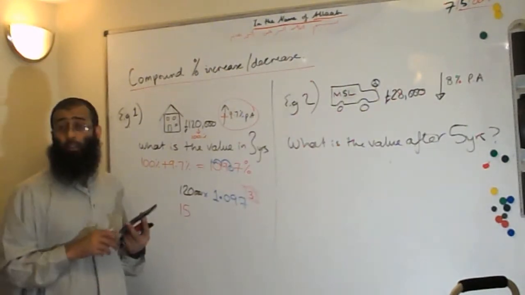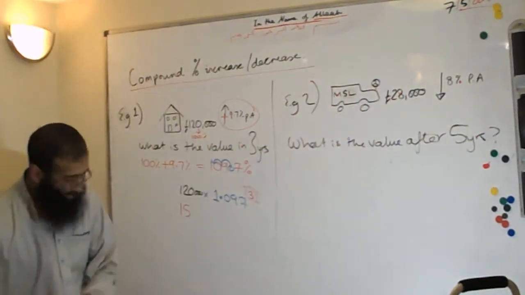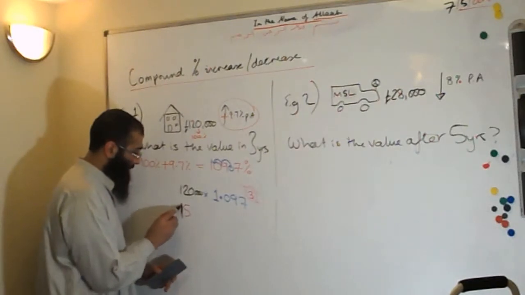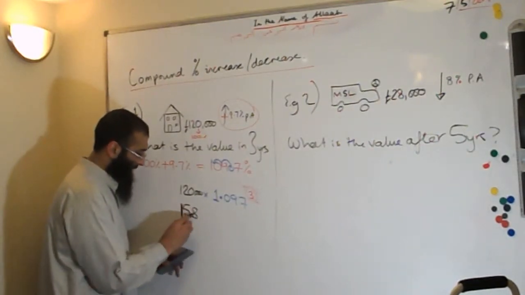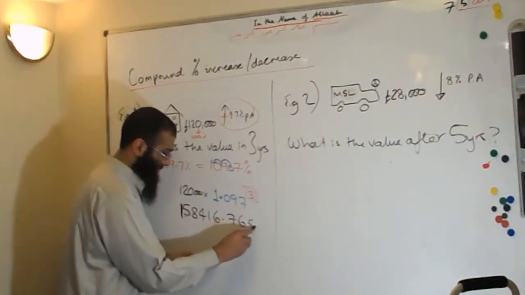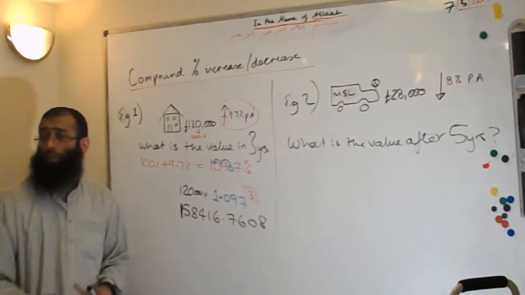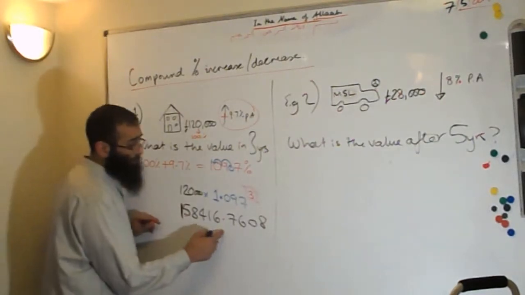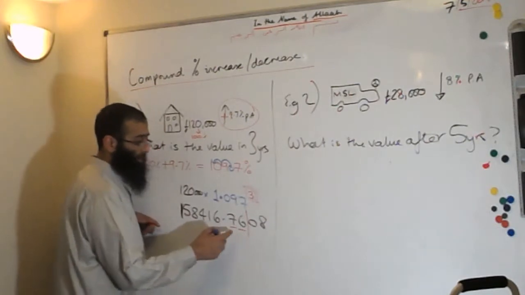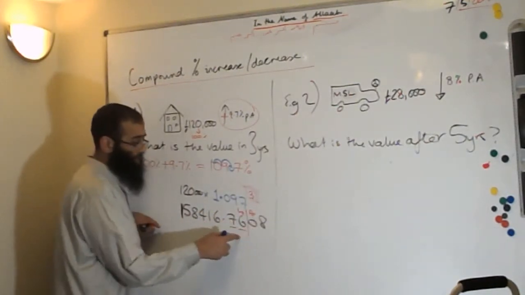Can we have some confirmation, some answers, please, folks, in the class? 158,416.7608. Is that right? Now, what do we need to do to that number? We need to round it off. Round off to how many significant figures, or just decimal places, sorry? 2 decimal places. So that's your last digit, that's your decider. That's less than 5, so you leave it alone.